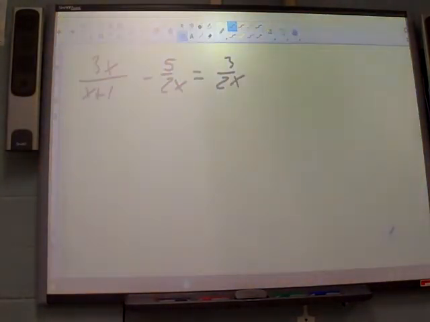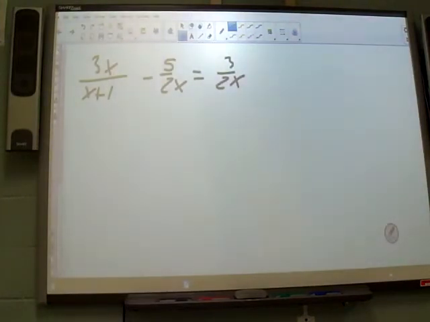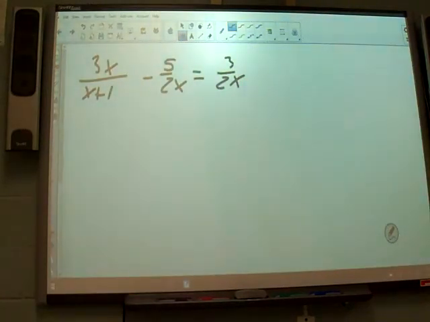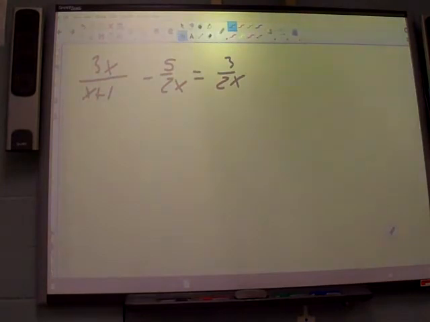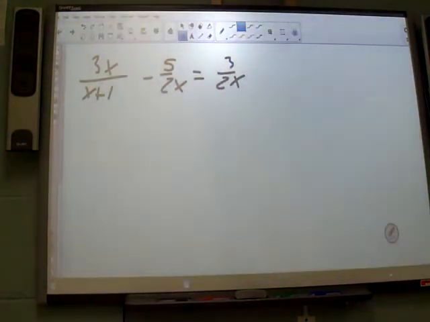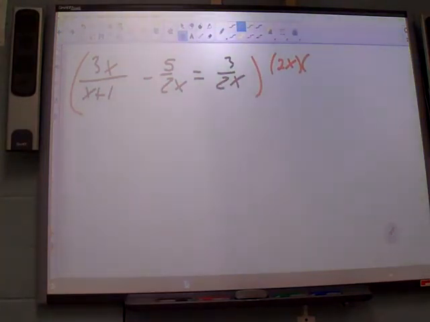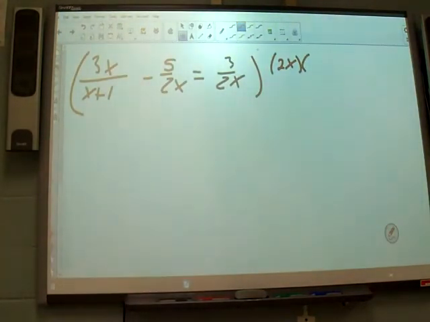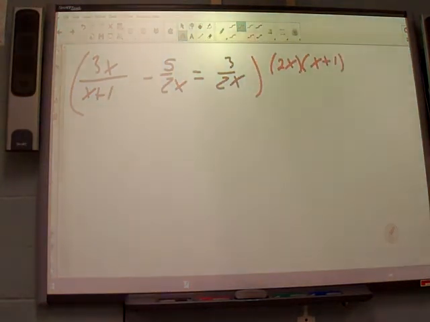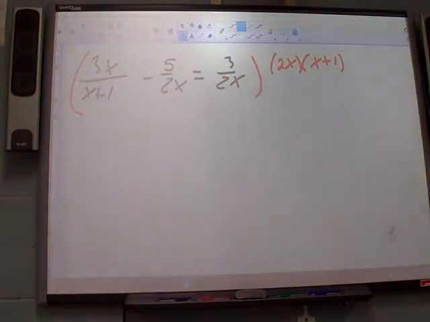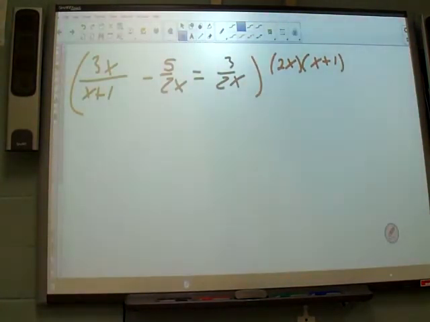Okay, so here we've got 3x over x plus 1 minus 5 over 2x equals 3 over 2x. My common denominator has to have a 2x in it. And what else does it have to have in it? An x plus 1. Remember when we did the adding and subtracting, if it showed up in one of our denominators, it had to be a part of our common denominator, right? So we'd have to have an x plus 1 and a 2x.